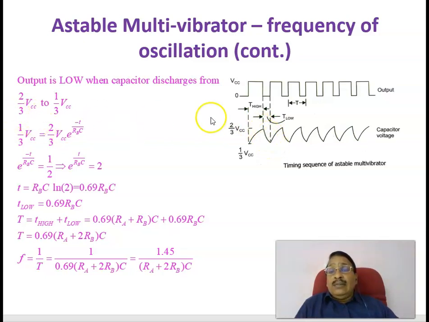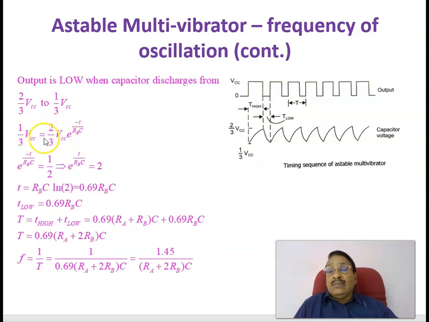That can be obtained again from the equation. The output is low when the capacitor discharges from 2/3 VCC to 1/3 VCC, so we substitute in the discharge equation. The discharge equation is given by Vc equal to the initial voltage into e raised to minus t by the corresponding time constant RC. Here the voltage is reaching 1/3 VCC, with the starting voltage 2/3 VCC. Therefore, 1/3 VCC equals 2/3 VCC into e to the power of minus t divided by RB into C, since the discharge is through RB and the time constant is RB into C.